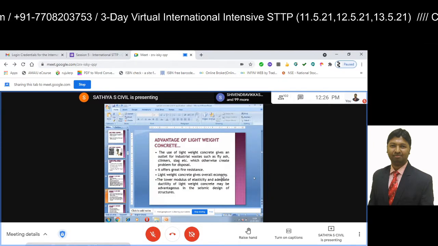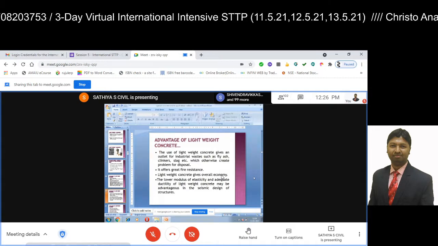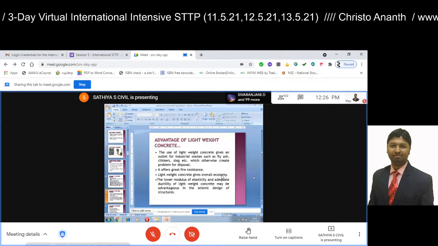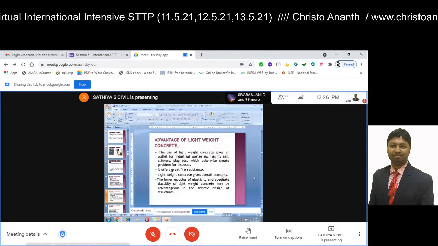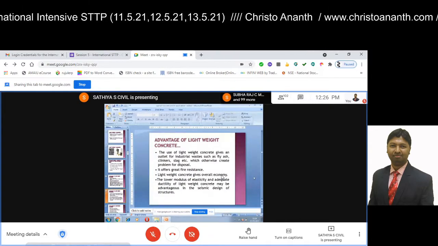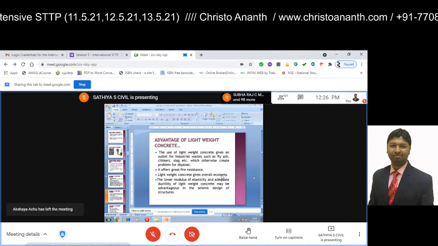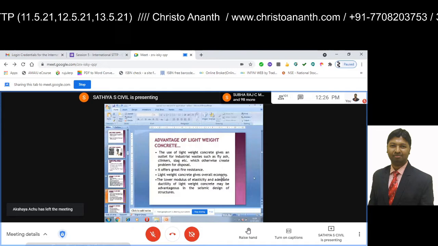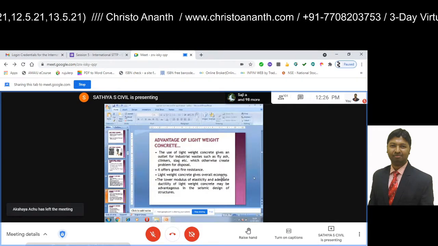And it offers great fire resistance. Lightweight concrete gives overall economy. Then the lower modulus of elasticity and adequate ductility of lightweight concrete may be advantageous in the seismic design of structures.